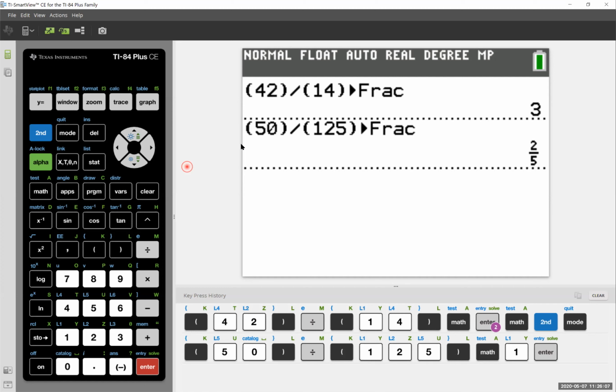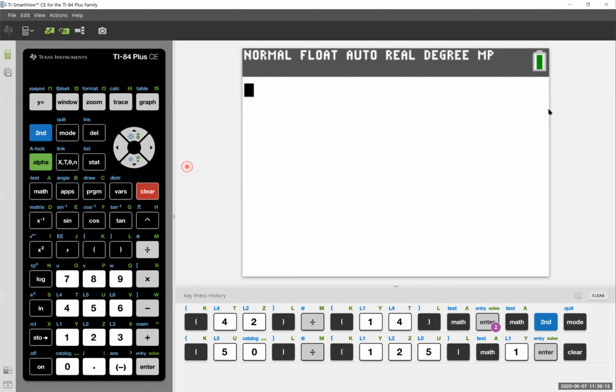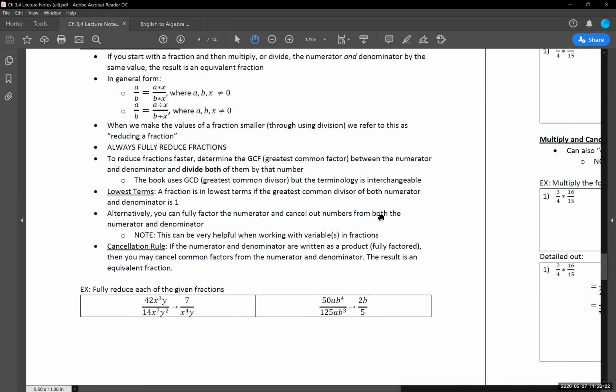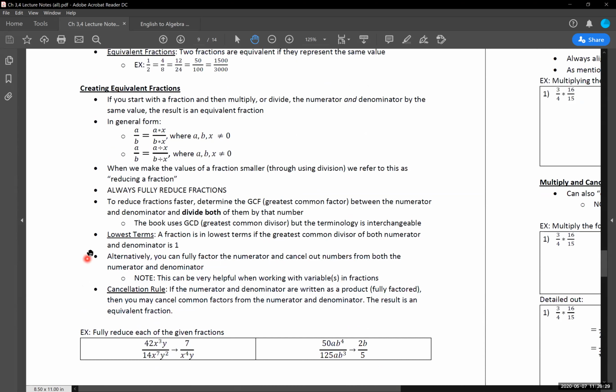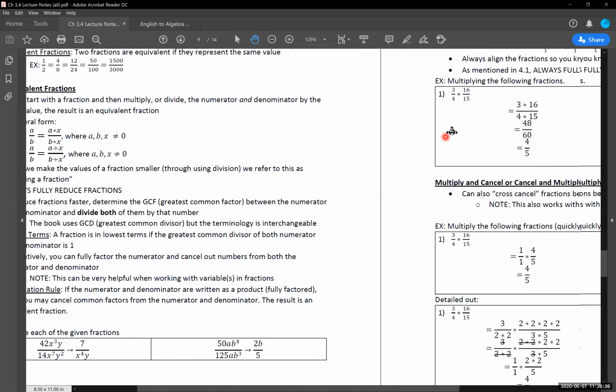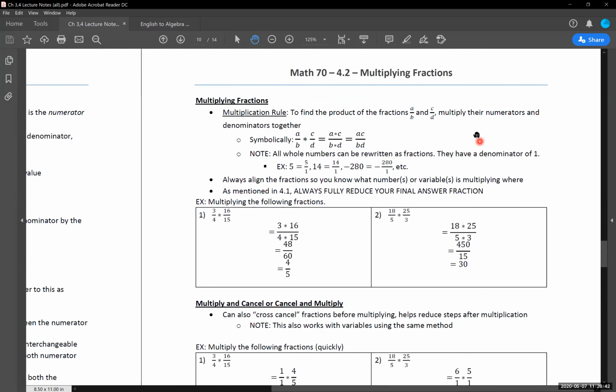Okay, so I'm going to minimize this thing. We're going to go back to our notes. Okay, and this is everything that we had for the 4.1 materials, working with equivalent fractions, scaling these things up or down. Again, the principle with scaling them up is the exact same as what we did with reducing them down, except multiplying instead of dividing. And speaking of multiplying, that is what our entire 4.2 section is about.